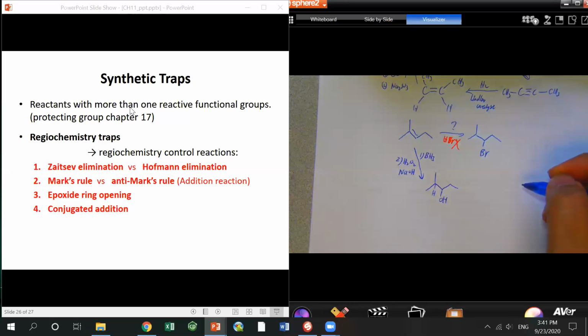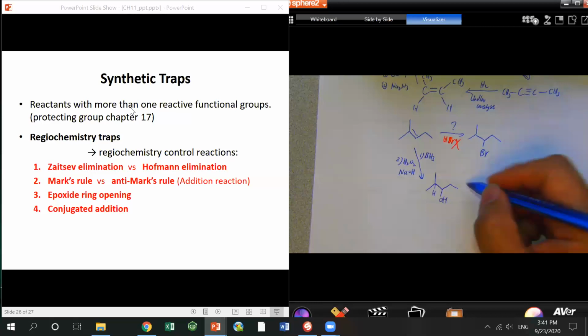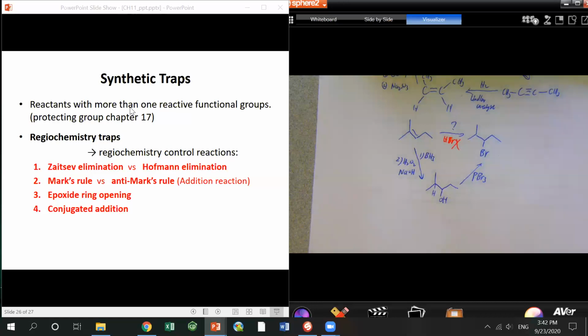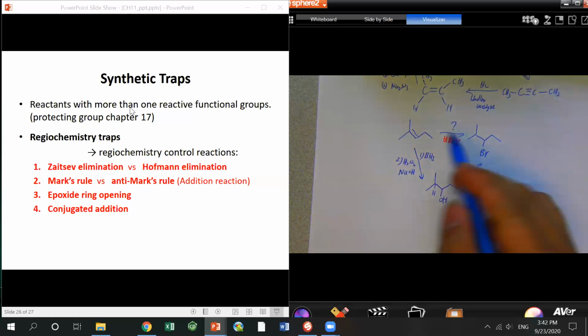How do we convert the alcohol to the bromide? That's actually pretty easy. We learned in chapter 10 alcohol to alkyl bromide. The most efficient reagent is PBr3. No problem. So that's how we get the right regiochemistry.